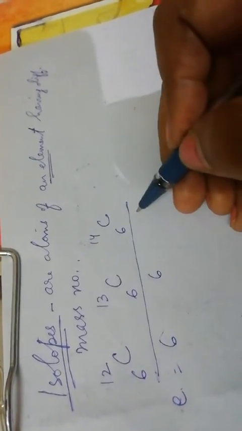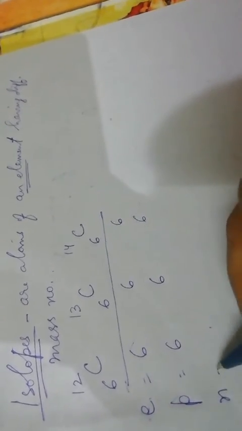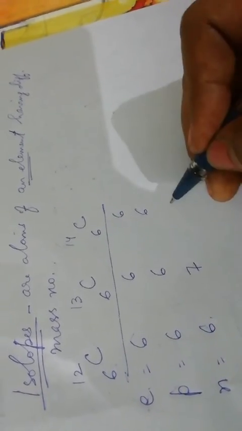But what do they differ in? In the number of neutrons. So they are called isotopes. Number of electrons is 6. Here also 6. In this case also 6. Number of protons is 6. It has to be 6. But the number of neutrons, in this case it is 6. 12 minus 6, that is 6. In this case it is 7, and in this case it is 8.